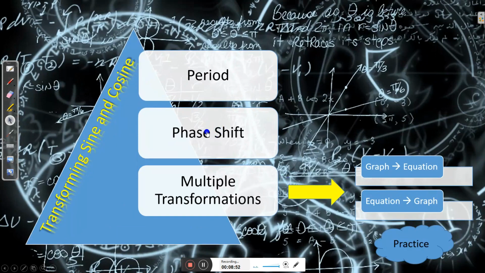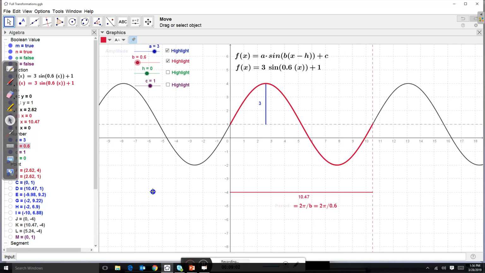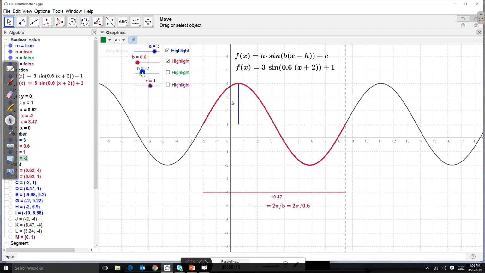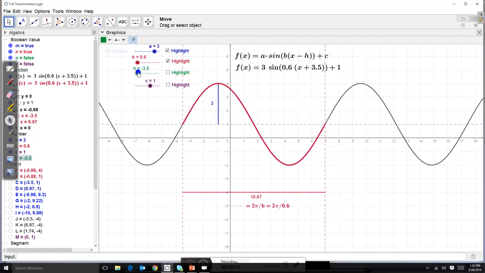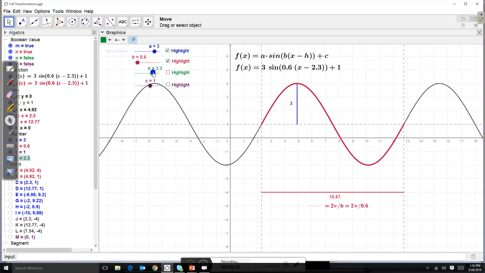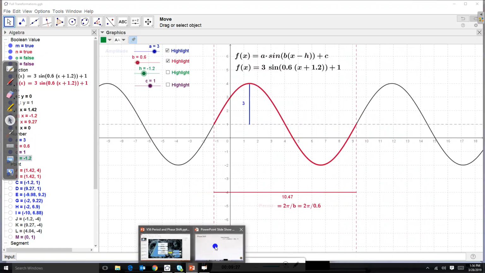Now we're going to look at the phase shift. So first, what is the phase shift? So I want to show that to you graphically first, so you can see it. So we've moved our graph up and down, we've stretched it vertically, we've stretched it horizontally, so hopefully you can guess the last one that's left is if we take this graph and move it side to side. That is a horizontal translation, and so we also have a special name for it with sine and cosine functions, and we call it the phase shift. It slides the graph side to side.